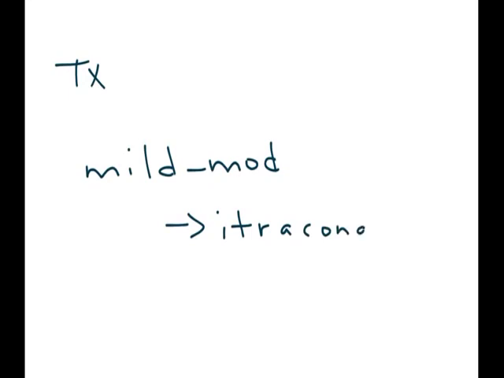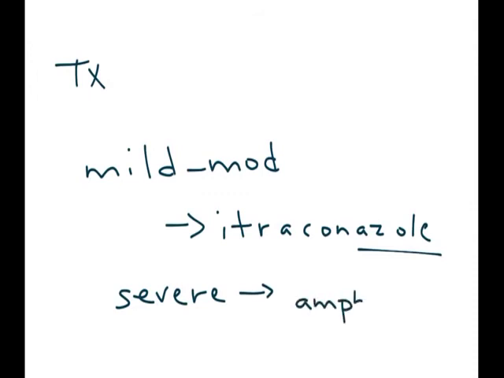And finally, the treatment. If you have a mild to moderate case of histoplasmosis, it can be treated with an antifungal medication known as itraconazole. All the antifungal medications tend to have an azole ending. And then a severe case of histoplasmosis is treated with a very powerful drug known as amphotericin B, which unfortunately has a lot of side effects, so it's really only reserved for severe cases.